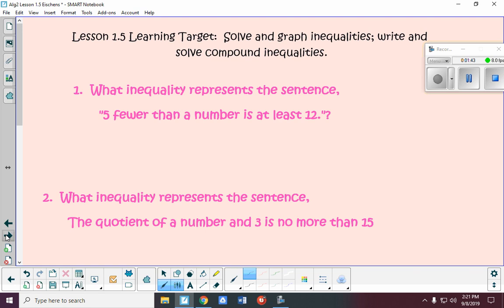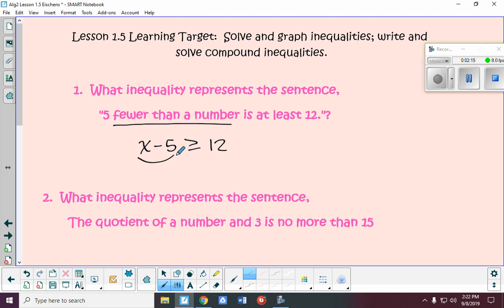So here we have to write an inequality to represent the sentence. So if we want to write 5 fewer than a number is at least 12, well, we start with a number, we'll call it x, and we want 5 fewer, so we have to subtract 5. And that is at least 12. So that's like the minimum it could be. So it would be greater than or equal to 12. If something is at least, it has to be that number or more. So this value is greater than or equal to 12.